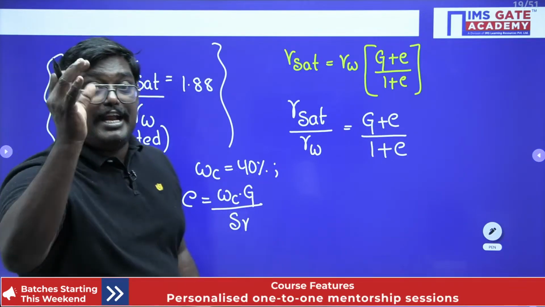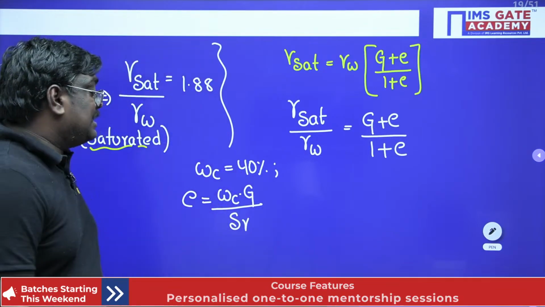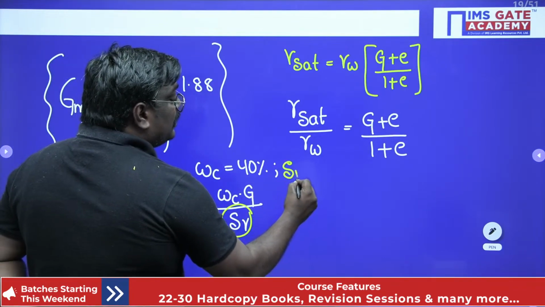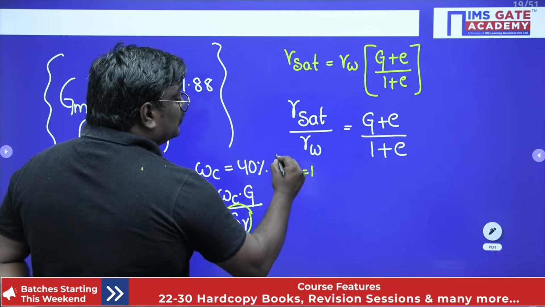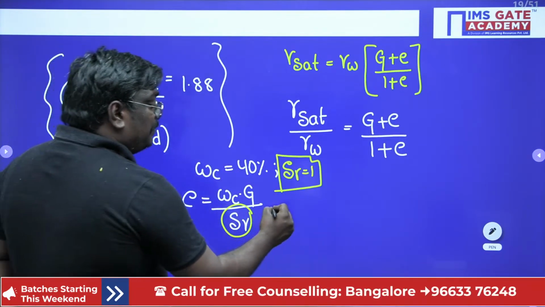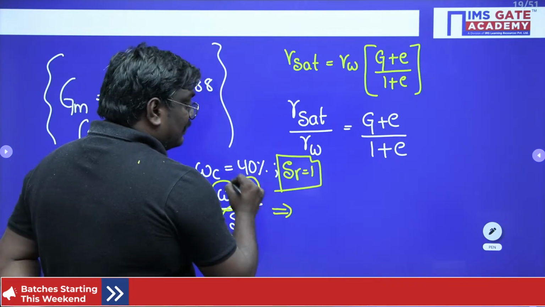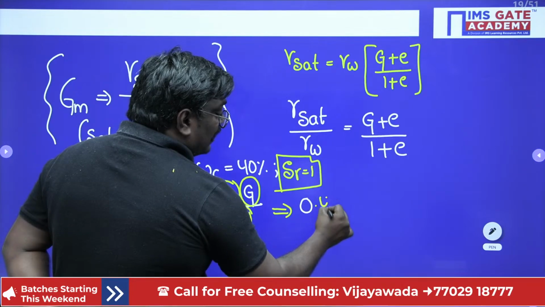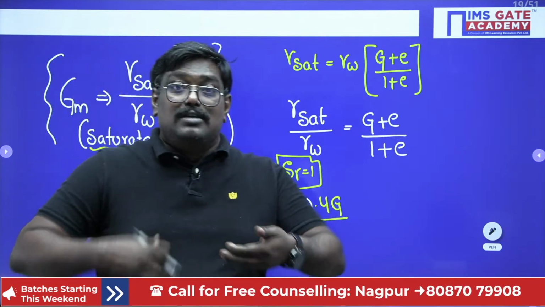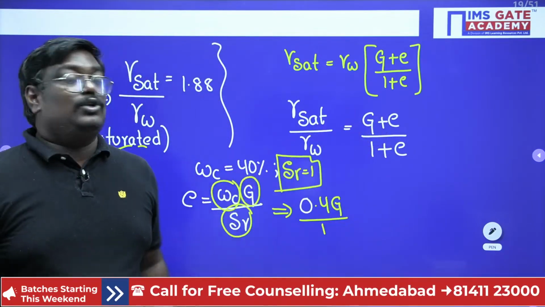in case of fully saturated soil, what is the state of the soil, my dear student? The state of the soil is fully saturated. In that case, the degree of saturation will be equal to 1. So here water content is 0.4 and specific gravity is G. So I will take e as 0.4 into G upon 1. Now, my dear students, I have converted the void ratio into specific gravity. One equation you can easily solve.